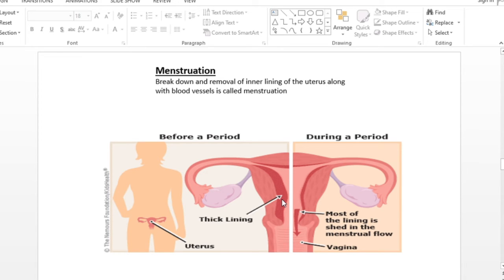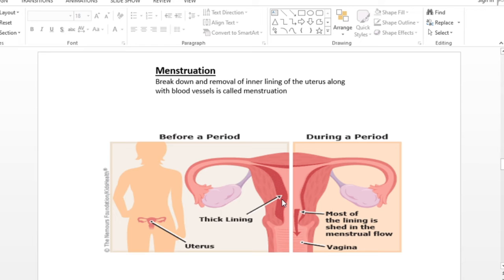We know the egg is released from the ovary periodically, and therefore, if the egg is not fertilized, menstruation also happens periodically. This cycle of menstruation, which happens every month, is called the menstrual cycle. Menstruation usually lasts for 3 to 8 days. Menstruation is also called periods in common language.